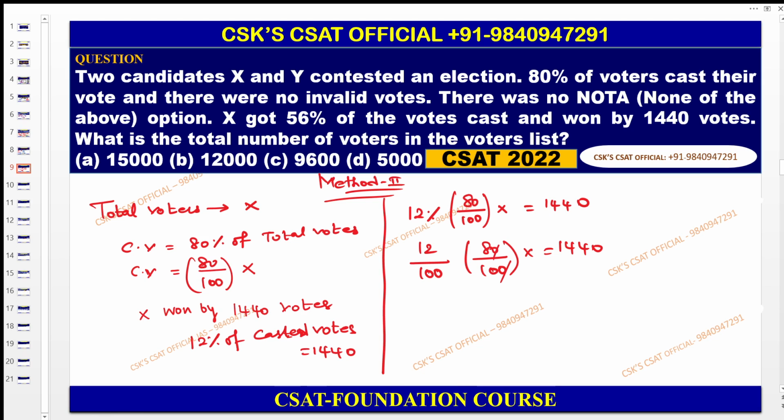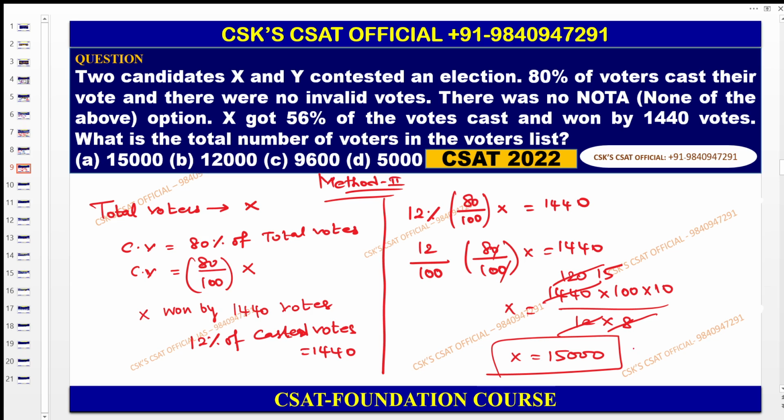You can cancel the zeros here. Then X will become 1440 into 100 into 10 by 12 into 8. Right. We can cancel quickly. So this is nothing but 120, times 15 here. So then X is equal to 15,000. Nikita, this is fine, huh? Yes, sir. Okay.